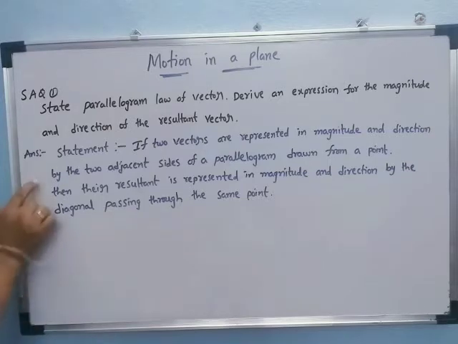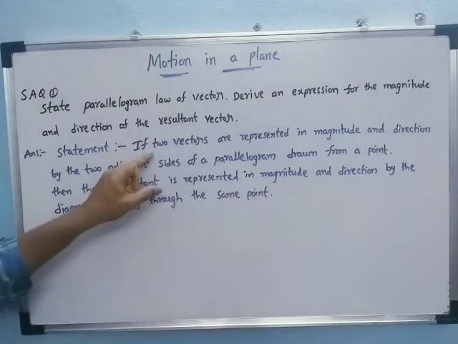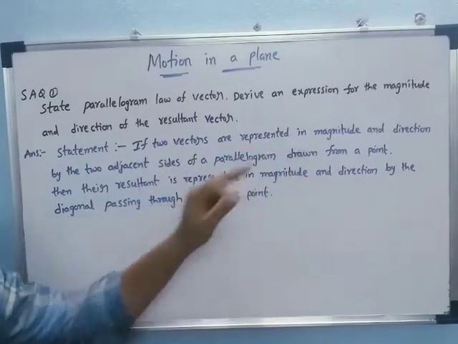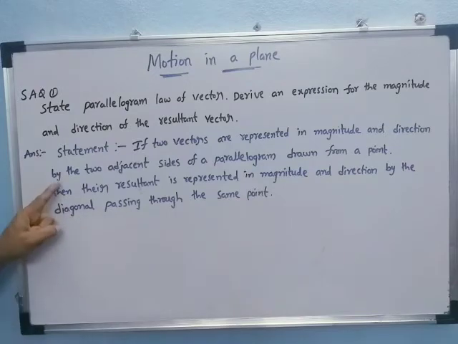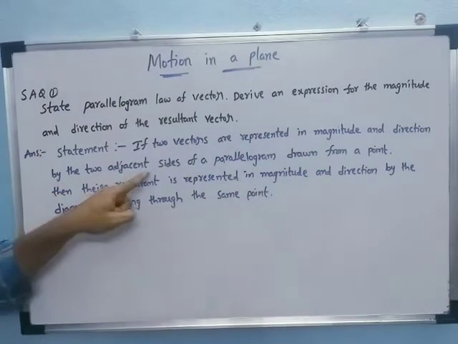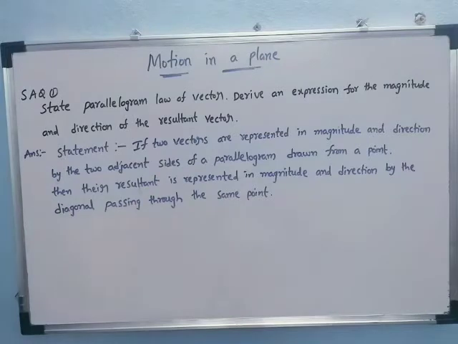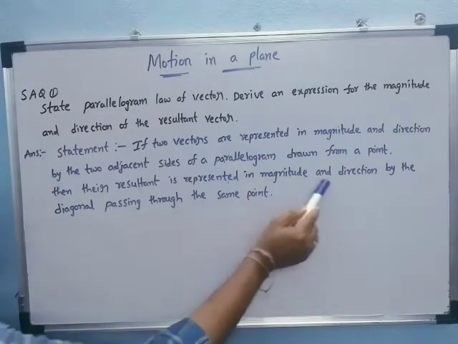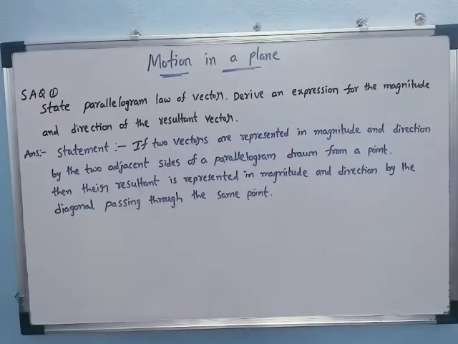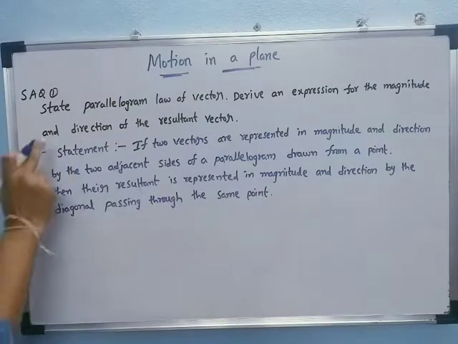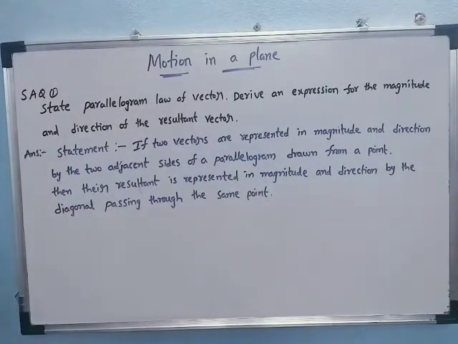See the first statement: how many vectors are taken? Two vectors, represented in magnitude and direction by the two adjacent sides of a parallelogram drawn from a point, then their resultant is represented in magnitude and direction by the diagonal passing through the same point. This is the statement of the parallelogram law of vectors.